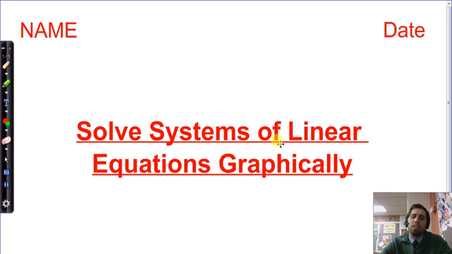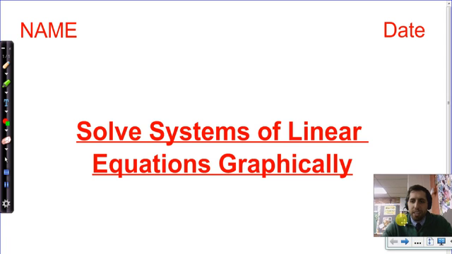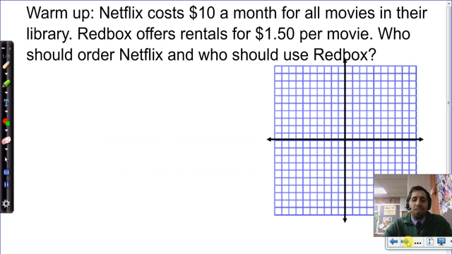Well, let's talk about solving systems of linear equations graphically. Here we go. Name, date, title. For a warm-up, whenever we start talking about solving systems of equations, I like to talk about what a system of equations is and why it is useful. This is my favorite warm-up question, so here it goes.